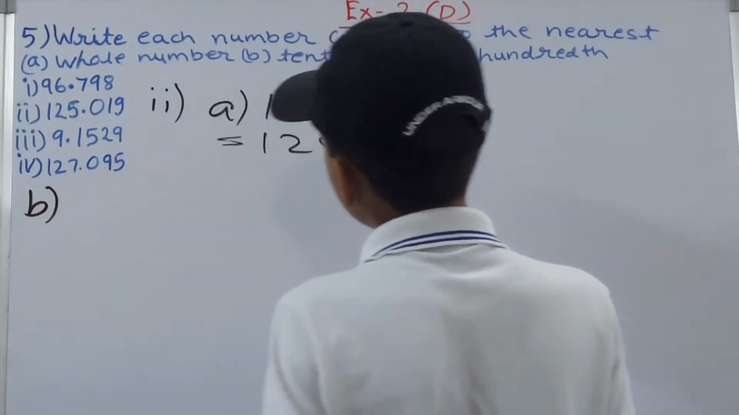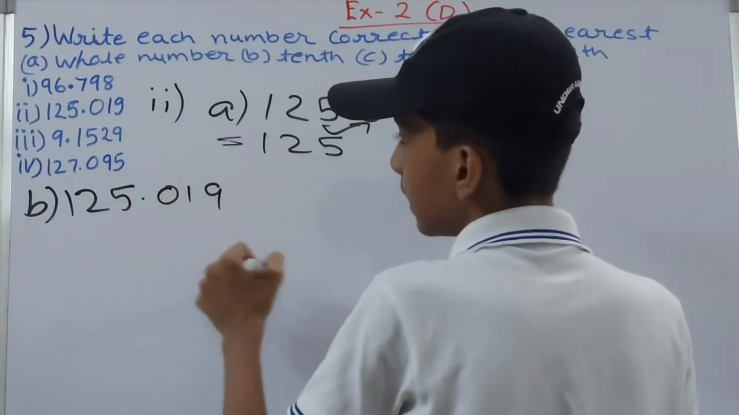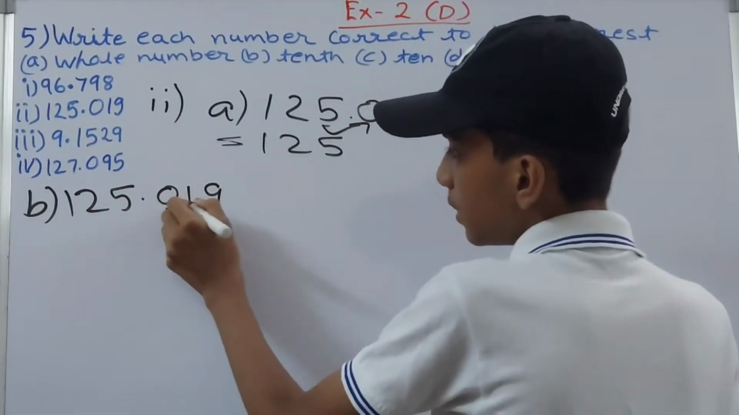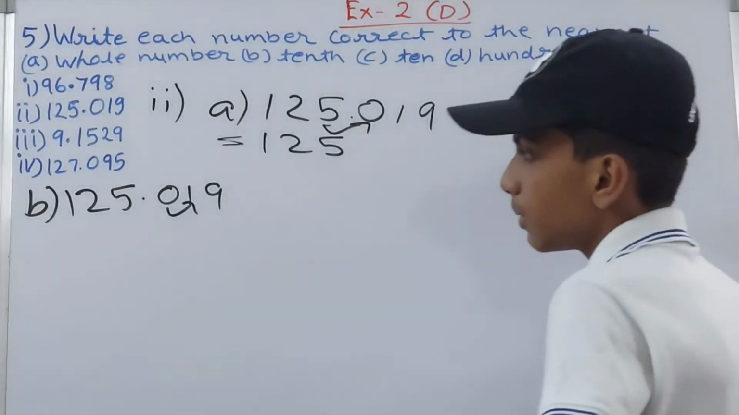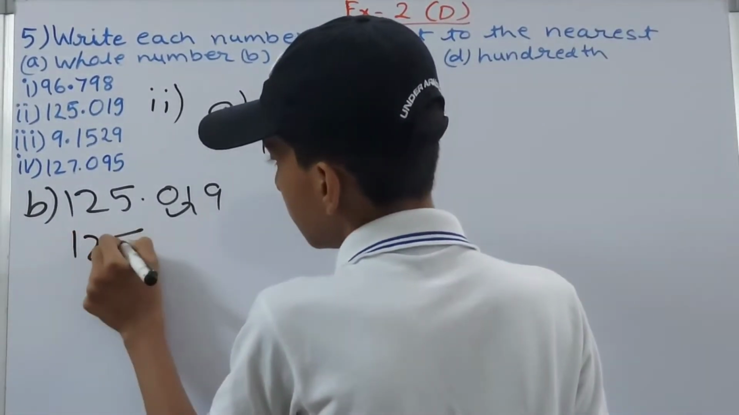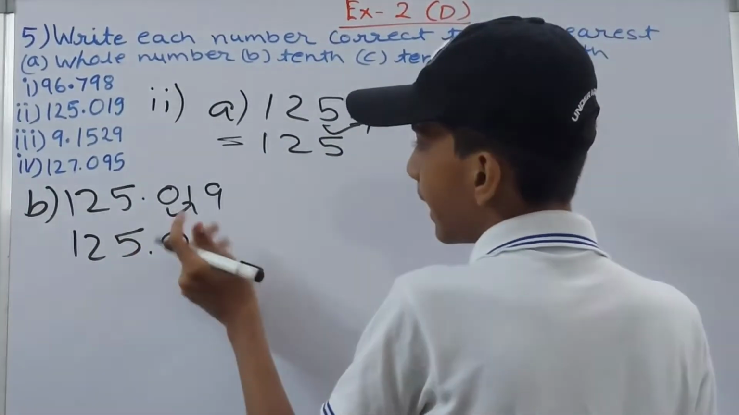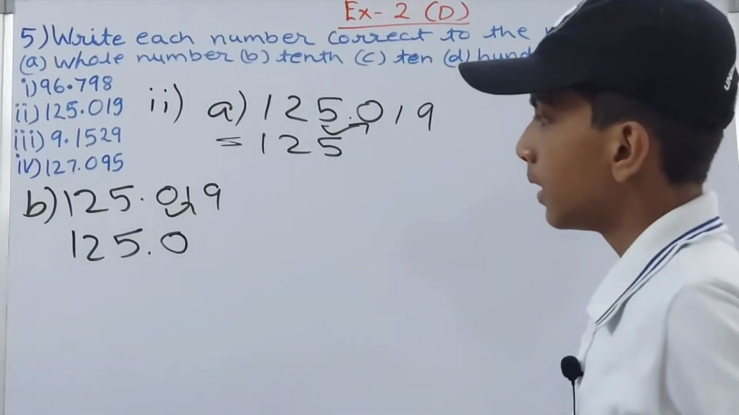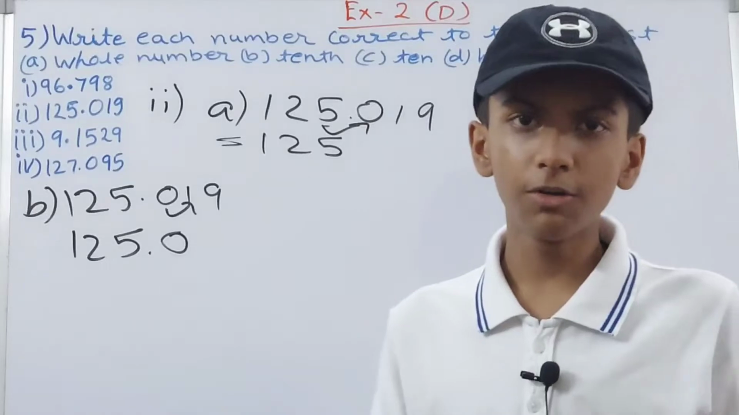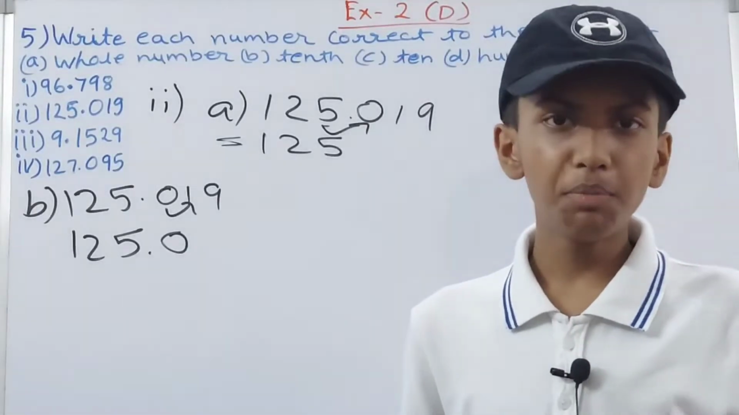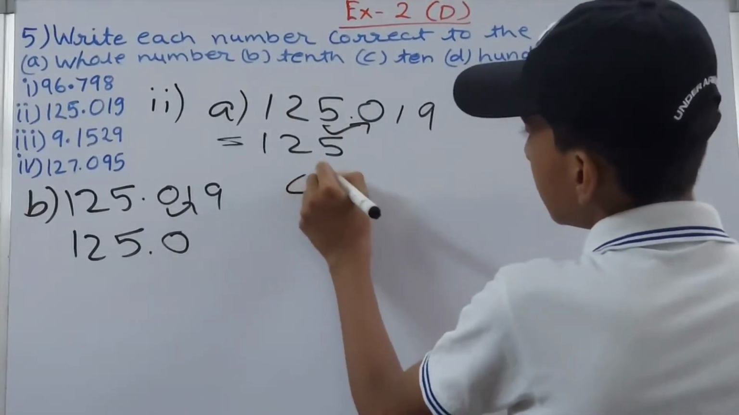Now B is tenth. Here again we have 125.019. 0 is at the tenth place, to its right we've got 1. 1 is again less than 5. So 125 will be as it is, and we get 125.0, with the rest dropped. You can write 125.0, or you can simply write 125. It will have no impact, so you can take any one. It's up to you.